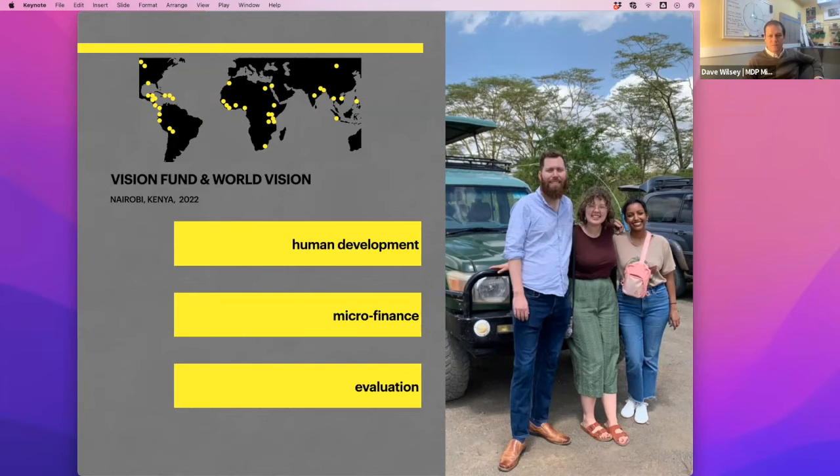for their microfinance clients. So thinking about that broader human development piece, and since Vision Fund is a faith-based organization, thinking about what are some of the values or what's the worldview that we come at this work from, and what do we think people need to lift themselves out of poverty besides just access to credit and other resources. So yeah, it was a really wonderful experience.